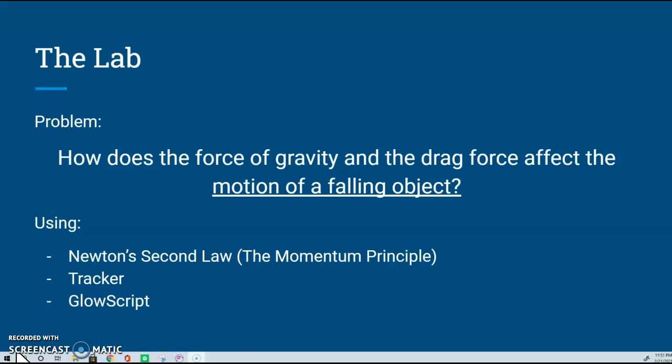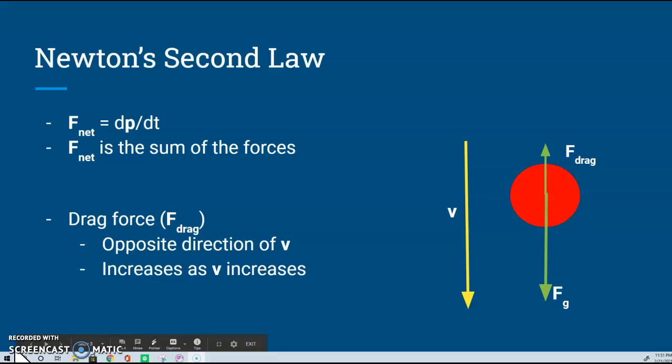To complete this lab, I used Newton's second law, the momentum principle, Tracker, and GlowScript. First, I'll explain Newton's second law in relation to this lab. The momentum principle states that the net force is equal to the derivative of momentum with respect to time. This means that when there is a change in momentum, there is a non-zero net force acting on the system. F net can also be thought of as the sum of the forces.